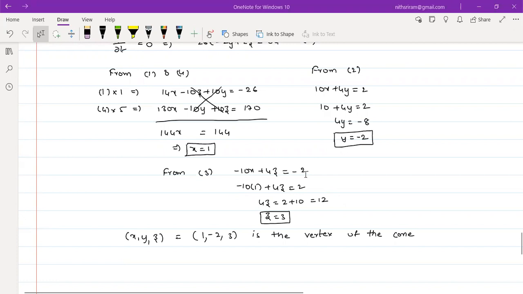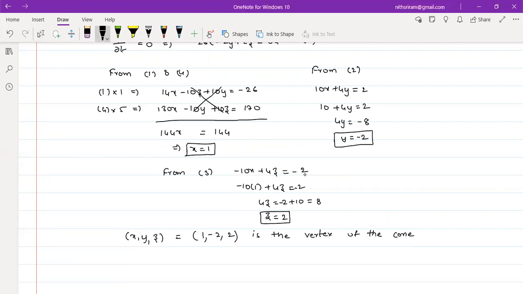So from this, we write minus 10 into 1, minus 10 plus 4z is equal to minus 2. So we can write 4z is equal to minus 2 plus 10, so that we get 8. So 4z is equal to 8, which implies z is equal to 2. So the vertex is 1 comma minus 2 comma 2, the vertex of the cone.